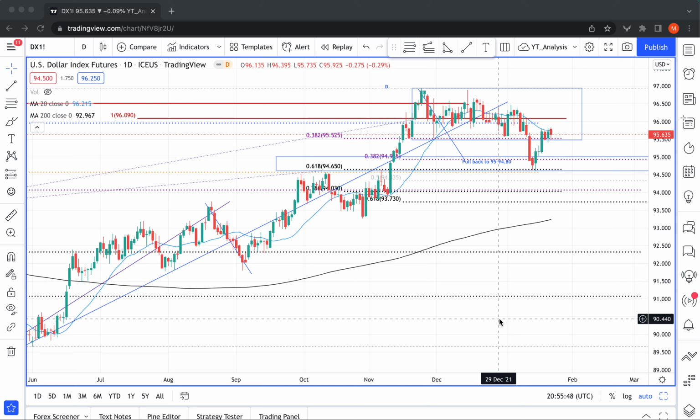Today we'll take a look at the dollar index, Euro USD, GBP USD, and briefly the gold as well.